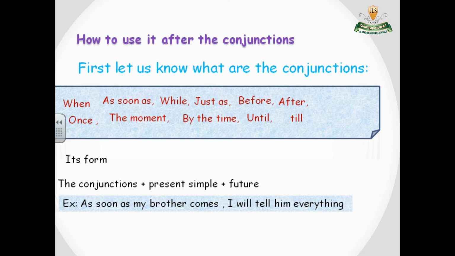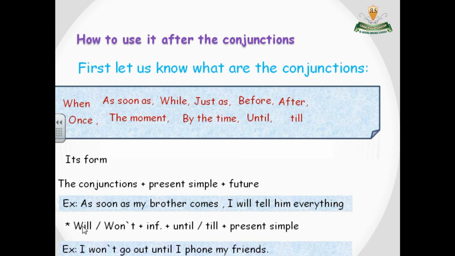It consists of these conjunctions plus the present simple tense. We have to bring after them the present simple tense, and in the second clause the future, so that it will express that the conjunctions refer to the future. So, as soon as my brother comes, I will tell him everything. The other structure is with until: won't plus infinitive plus until or till plus the present simple tense. I won't go out until I phone my friends.